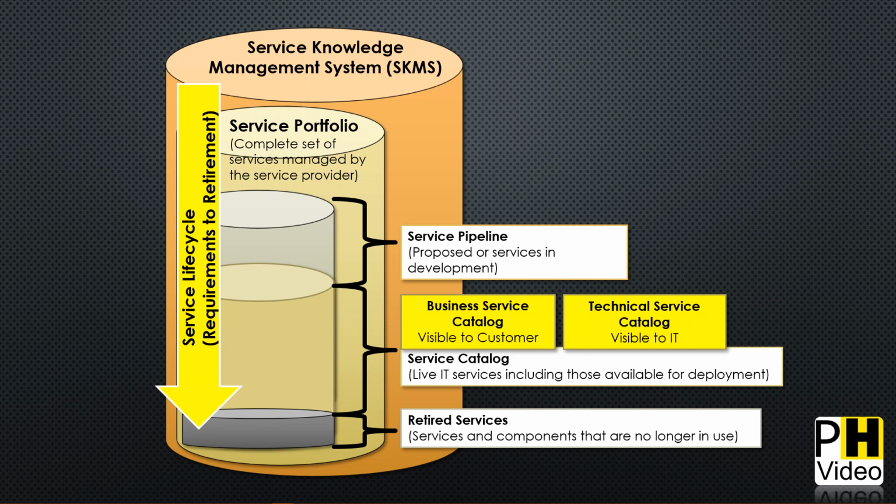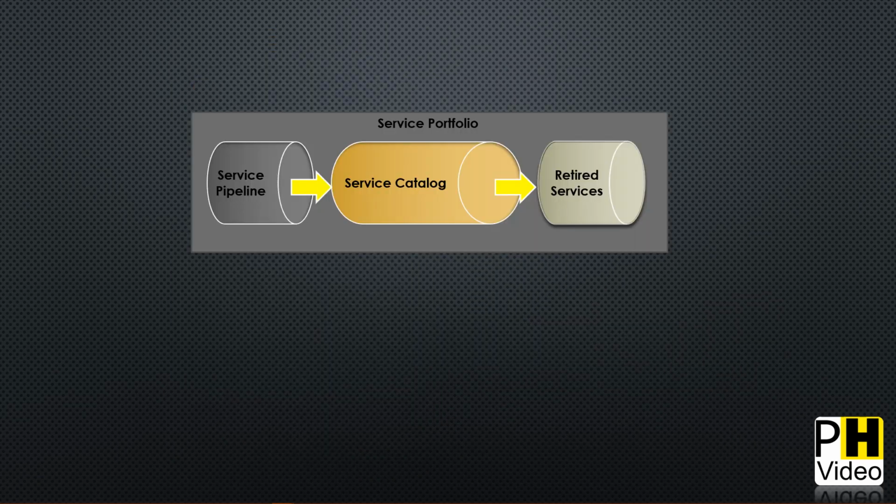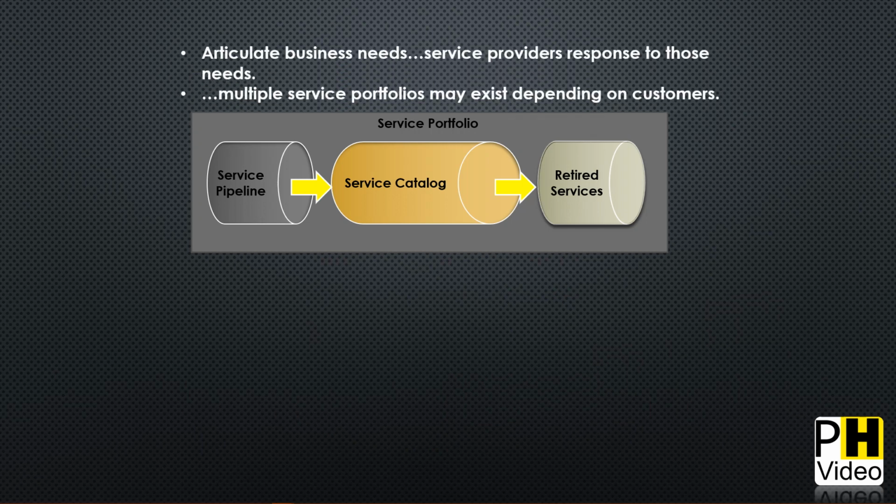And then you have what we call the service lifecycle, which is from pipeline to catalog to retired. If you're looking at this presentation from a test perspective, they might ask you: the service portfolio is contained within blank, the Service Knowledge Management System, SKMS. So with our service catalog, we're articulating business needs and looking at how we're responding to those needs, and here's the key: multiple service portfolios may exist depending on customers. So you might have various service portfolios if you have various customers.